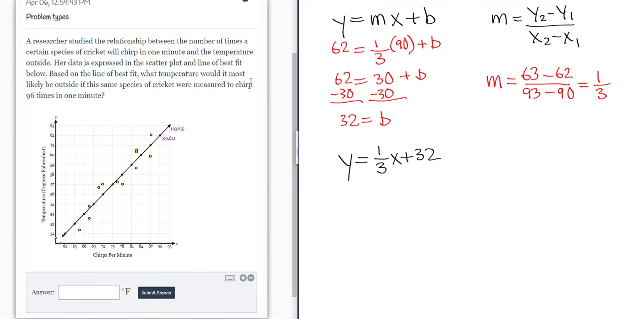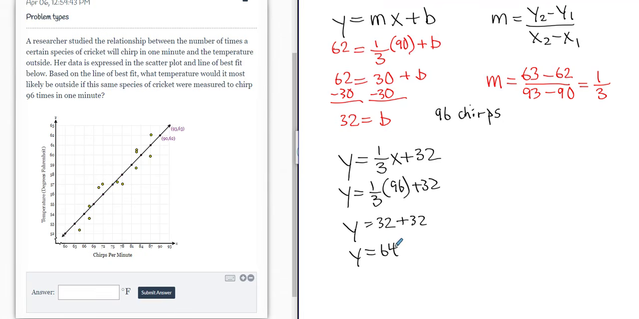Now remember, over here it said that the cricket chirped 96 times. So 96 chirps, again, that's along the x-axis. So right here for x, we're going to substitute 96. Let's go ahead and plug it in. Y is equal to 1/3, again, 96 chirps, plus 32. And I would have 1 times 96 is 96, and then 96 divided by 3 would give me 32. So I have 32 plus 32, which means that y is equal to 64 degrees.